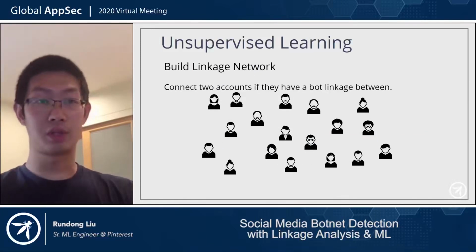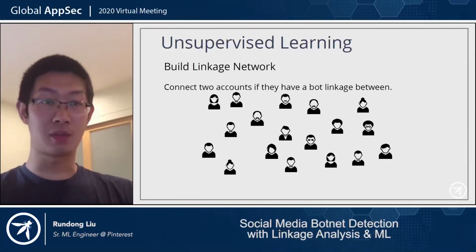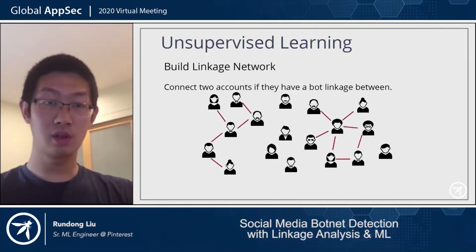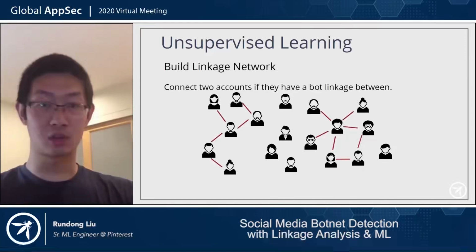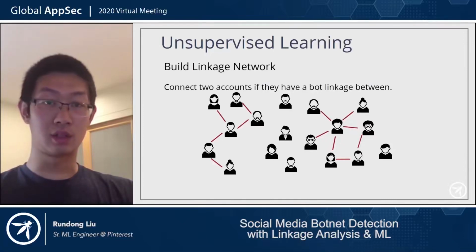From there, let's try to build an unsupervised learning model. The first step is to build the linkage network. The idea is connecting two accounts if they have a bot linkage between them. First, we will collect all the accounts, and we should try to connect every two accounts if they have a bot linkage. Then we will have an account connection graph with each account as a node and shared bot linkage as edges.